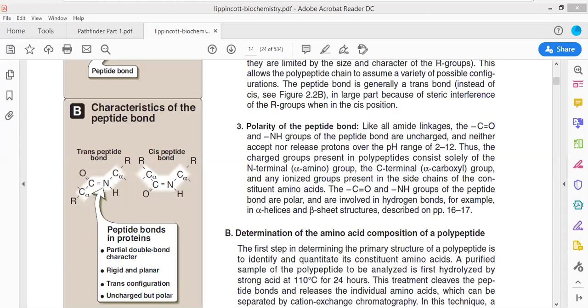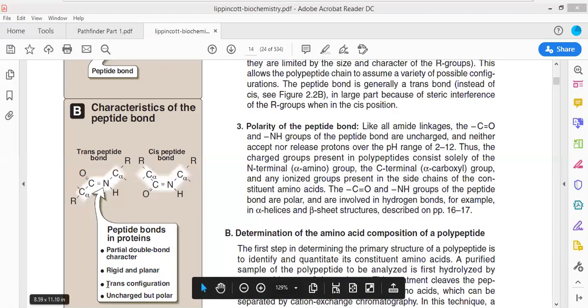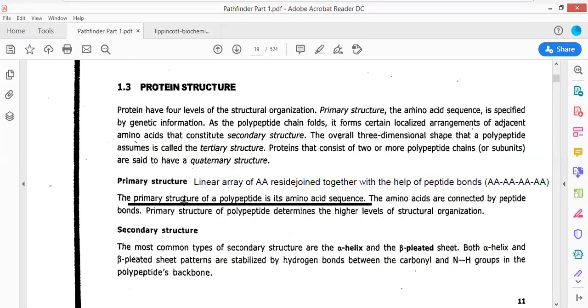This forms the primary structure of the protein. And now we have to look at the secondary structure of the protein. Okay, so trans is much more stable as compared to the cis. That's the same we have studied in the case of Pathfinder.